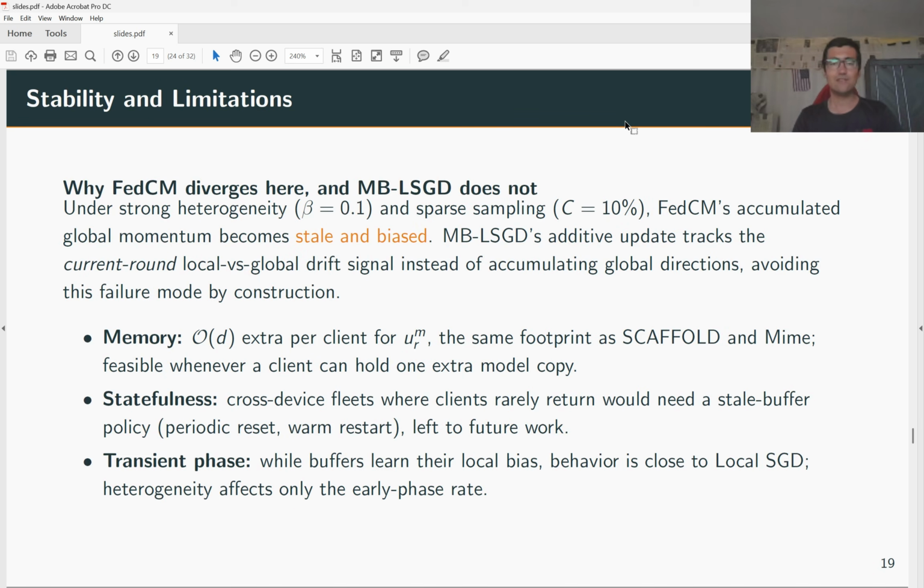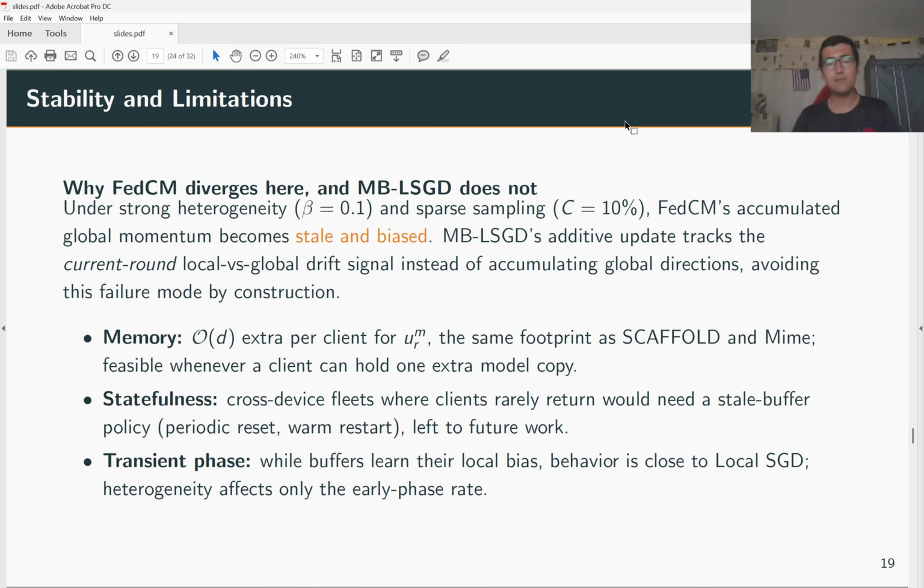This slide gathers the stability story and the limitations. First, why does FedCM diverge while we don't? FedCM accumulates a global momentum direction across rounds under strong heterogeneity and 10% sampling. That accumulated direction goes stale and biased. Our buffer instead tracks the current round local versus global drift signal. It never accumulates stale global directions, so it avoids that failure mode by construction.